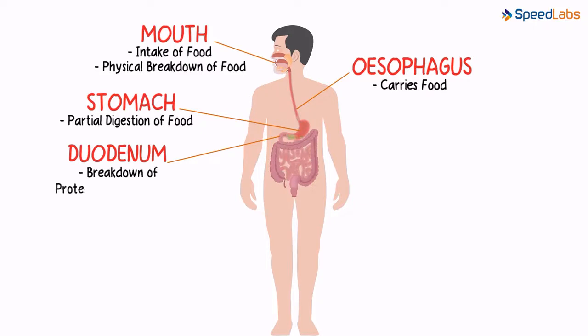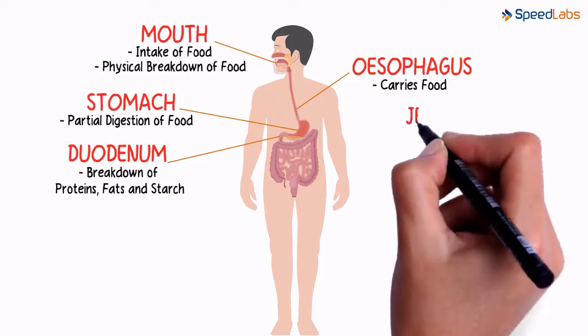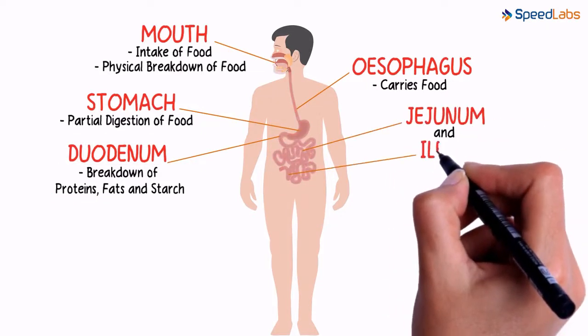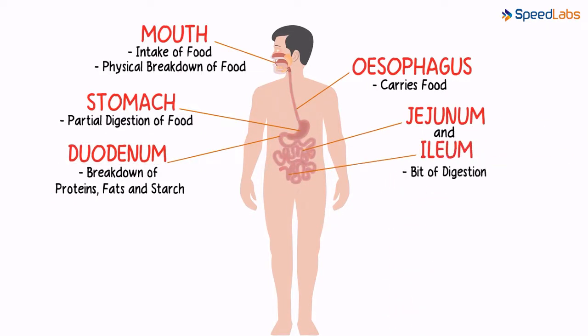Most of the digestion happens in the duodenum, where proteins, fats, and starch are broken down and then sent further to the jejunum and ileum. Very little digestion happens here, but a lot of absorption takes place. All the simple substances like amino acids, fatty acids, glucose, and vitamins and minerals too are absorbed into the bloodstream.